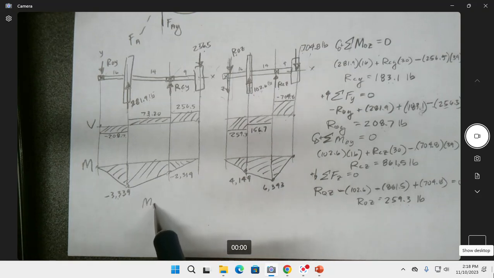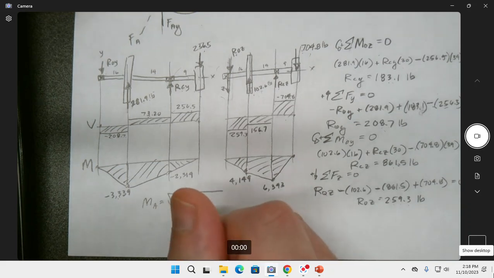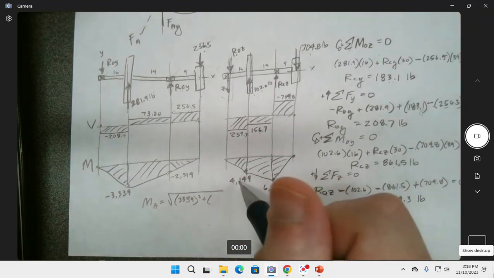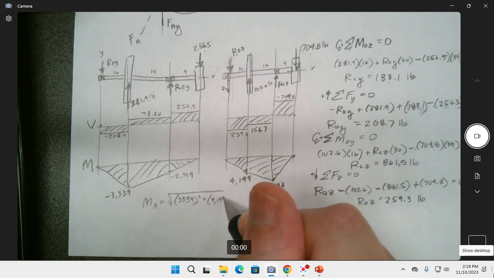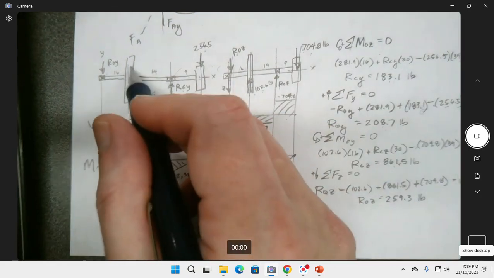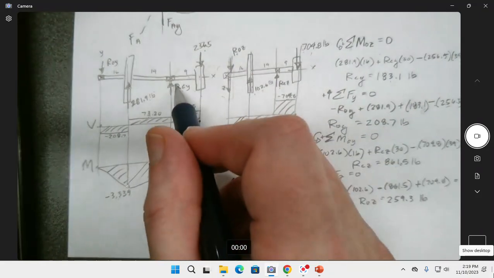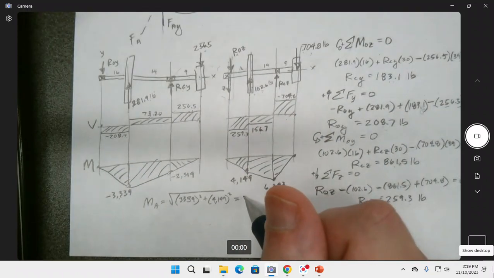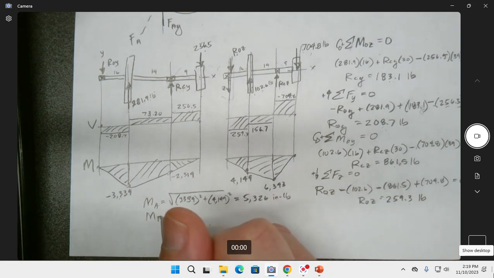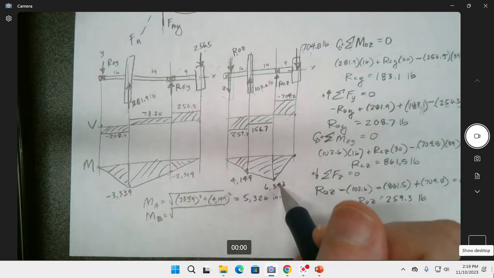So our MA total moment is going to be 3,339 squared plus 4,149 squared and 333941. It looks like a 49. I think it's right. My handwriting is bad. So A doesn't matter. This is definitely, excuse me, C is going to be larger than A. Because this is 5,326 inch-pounds. So MB is dominated by this guy, that's 6,000.